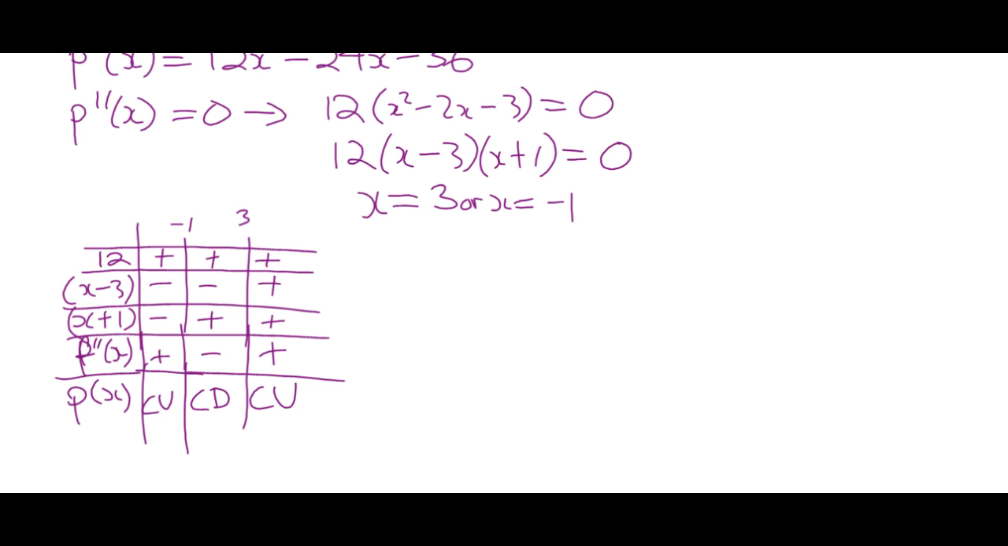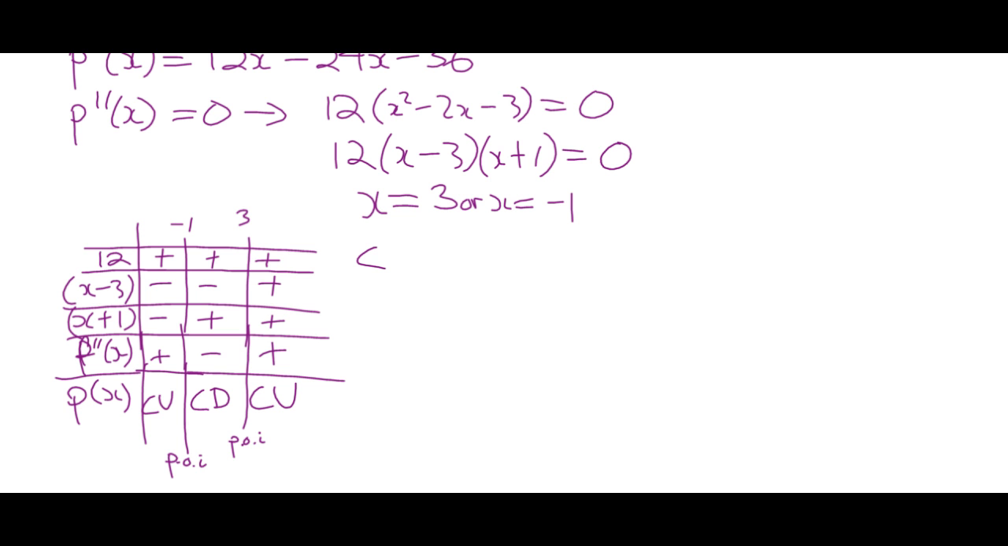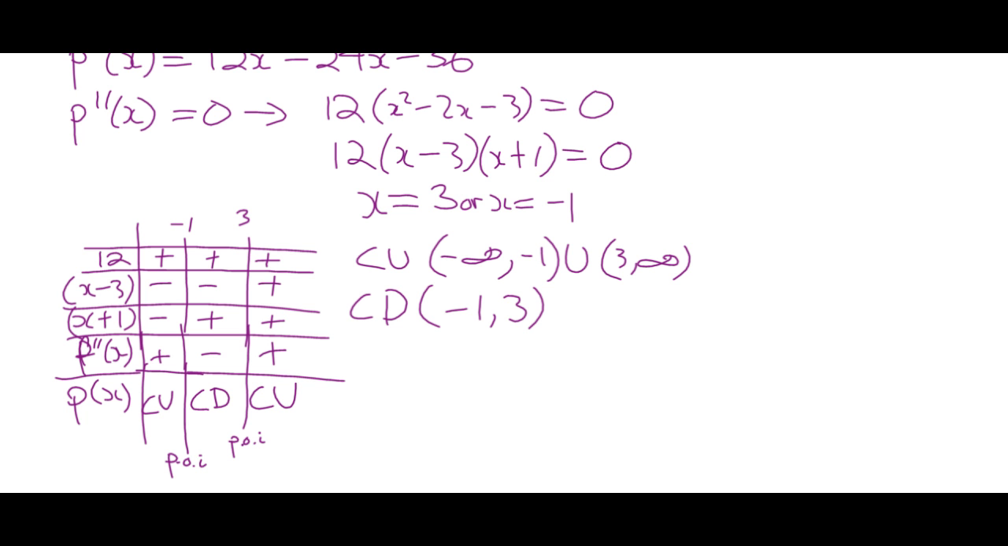And so what is happening at -1? There's a point of inflection, right? POI. And what is happening at +3? There's a point of inflection. Okay, so what did they ask us? In terms of concavity, we could say it's concave up from -infinity to -1, and from 3 to infinity. It is concave down on the interval from -1 to 3. There is a point of inflection at -1.